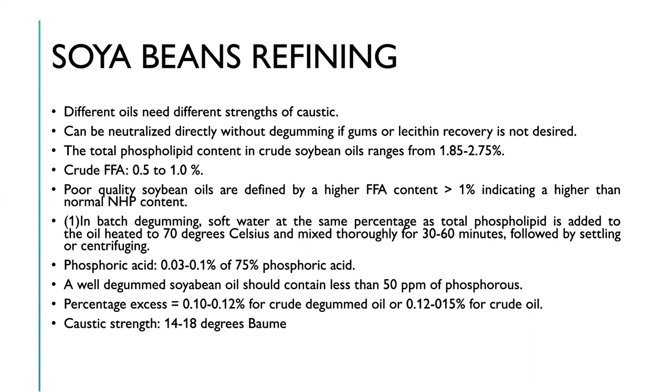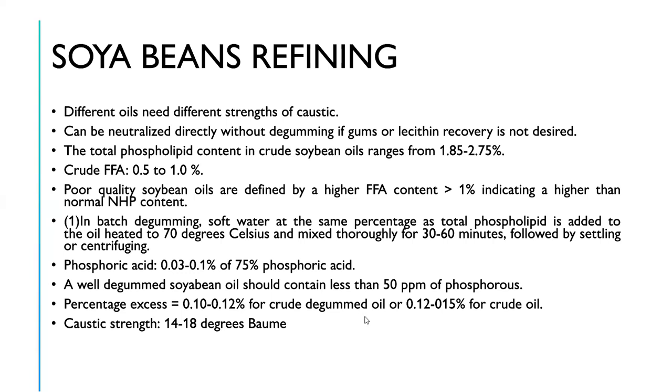So in batch degumming, salt water at the same percentage as the total phospholipid is added to the oil heated to 70 degrees Celsius and mixed for 30 to 60 minutes, followed by settling or centrifuging. If you have to recover your lecithin, then you can do water degumming, or you can do acid degumming, whereby you use 0.03 to 0.1% of 75% phosphoric acid. A well degummed soybean oil should contain less than 50 ppm of phosphorus.